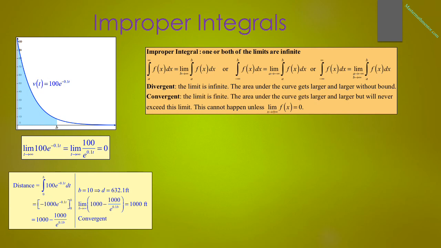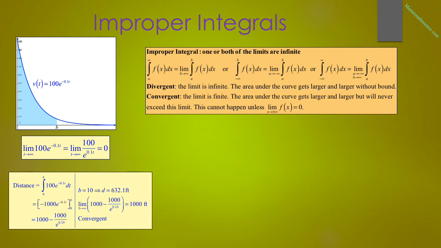Suppose b is some time greater than 0. The graph now shows the area under the curve from 0 to b, which represents the distance that the car travels in b seconds. And this distance can now be written as the integral from 0 to b of 100 e to the negative 0.1 t dt.